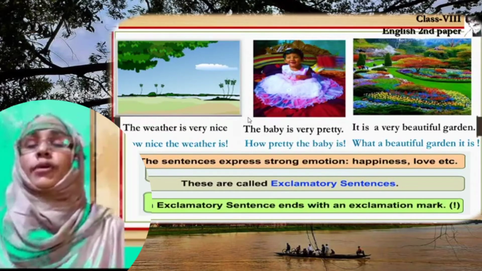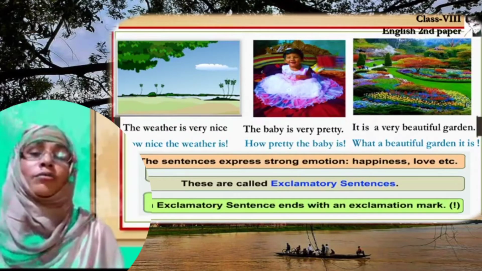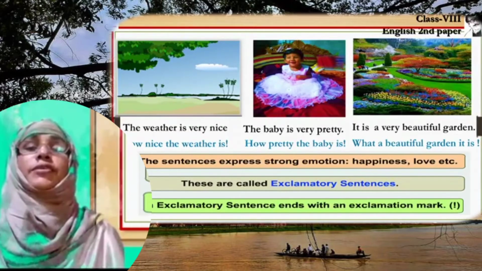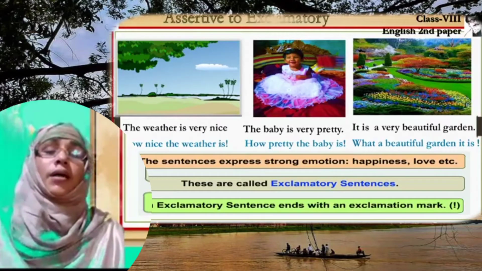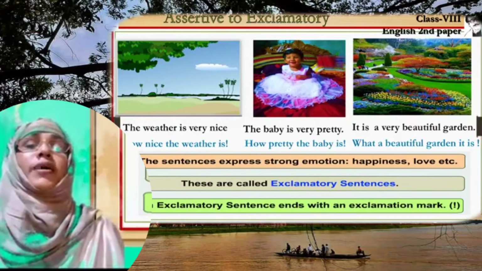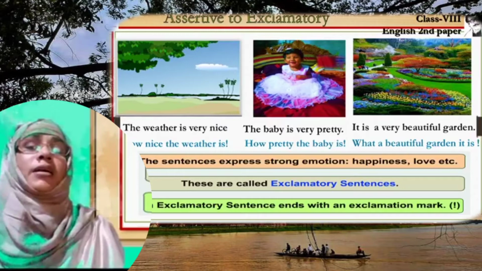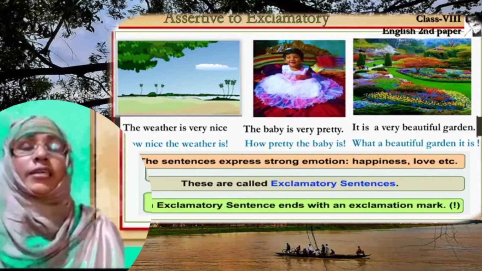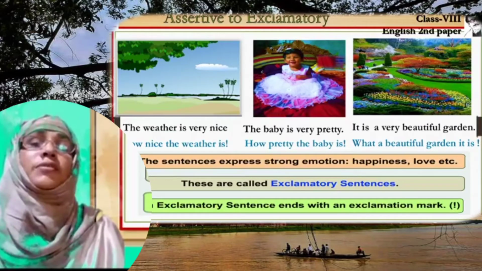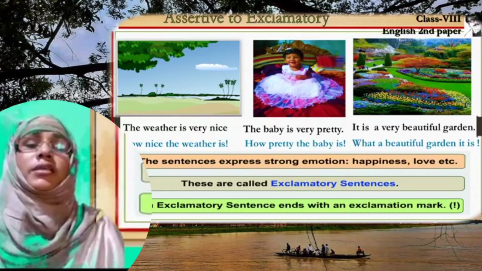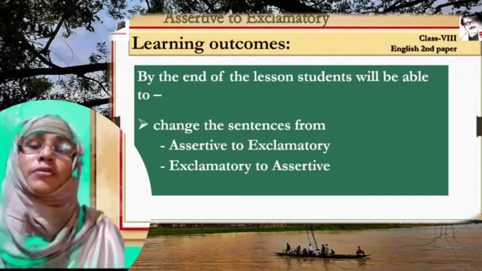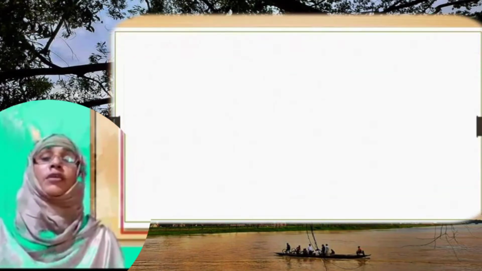Here, dear learners, we are going to learn how to change sentences from assertive to exclamatory, or vice versa, exclamatory to assertive. As we find in our question paper, it may be assertive to exclamatory or exclamatory to assertive. So it is necessary to know how to change. At the end of the lesson, you will be able to change the sentences from assertive to exclamatory or vice versa.